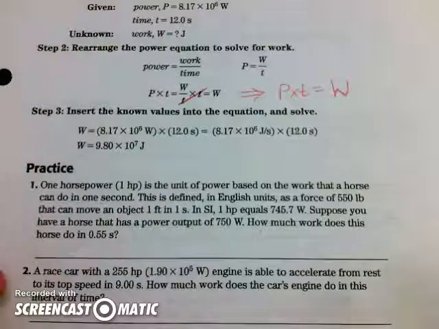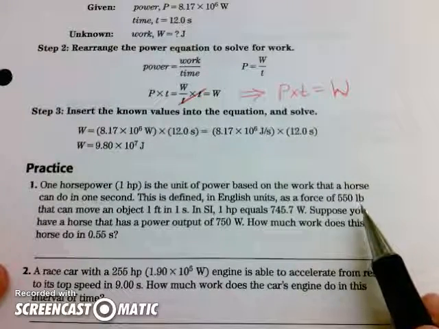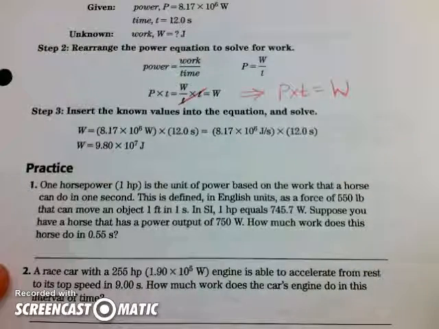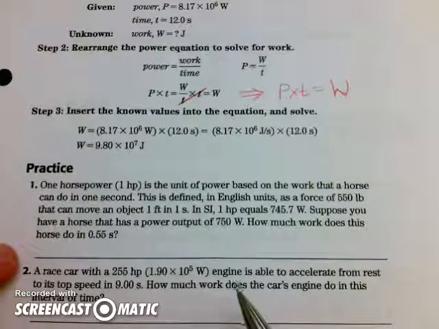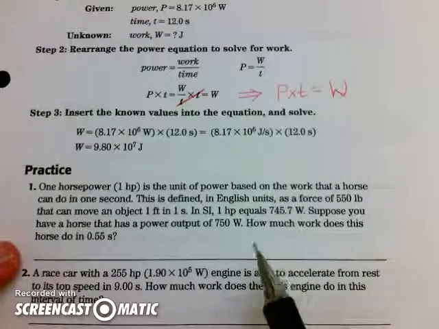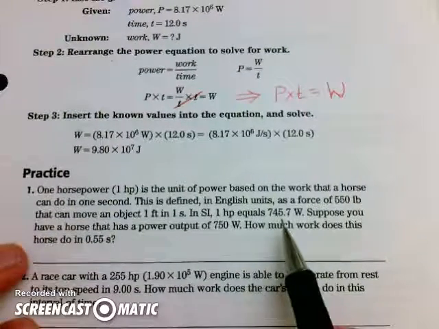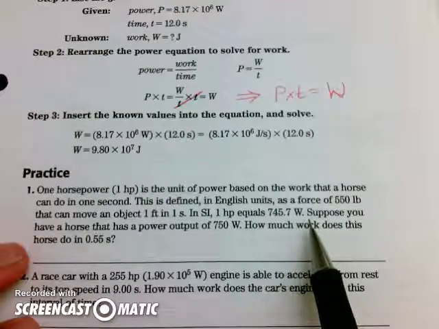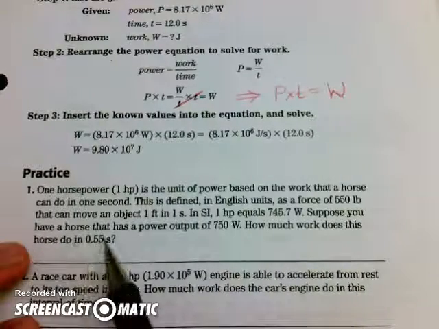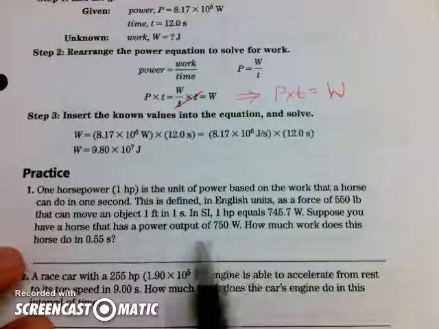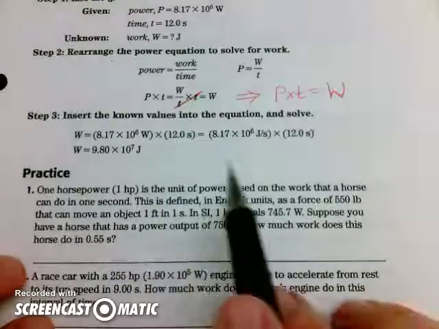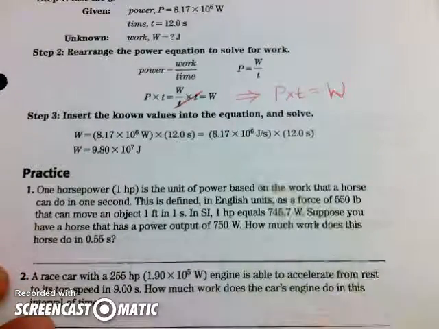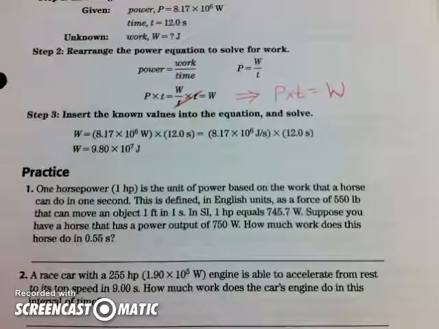All right, and I think I've told you this before, but there's a difference between pounds force, which this is referring to, versus pounds mass. We're not going to get into that, okay? But it's 550 pounds times a foot divided by seconds is 1 horsepower. And 1 horsepower is equal to 745.7 watts. Now, suppose you have a horse that has a power output of 750 watts. How much work does the horse do in 0.55 seconds? There's a lot of information in this problem that's actually just distractors, but it's interesting information.